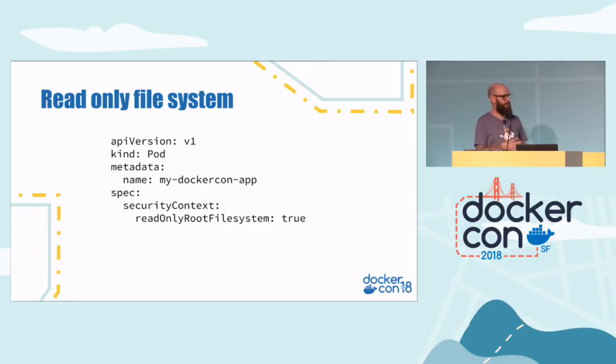Because why would a container need a temp? It shouldn't need a temp file system. So I set a read-only root file system. And with this, I couldn't execute the binary because it was read-only. This is really, really simple stuff, but a lot of people don't know about it, and you really should be doing it, especially in production.